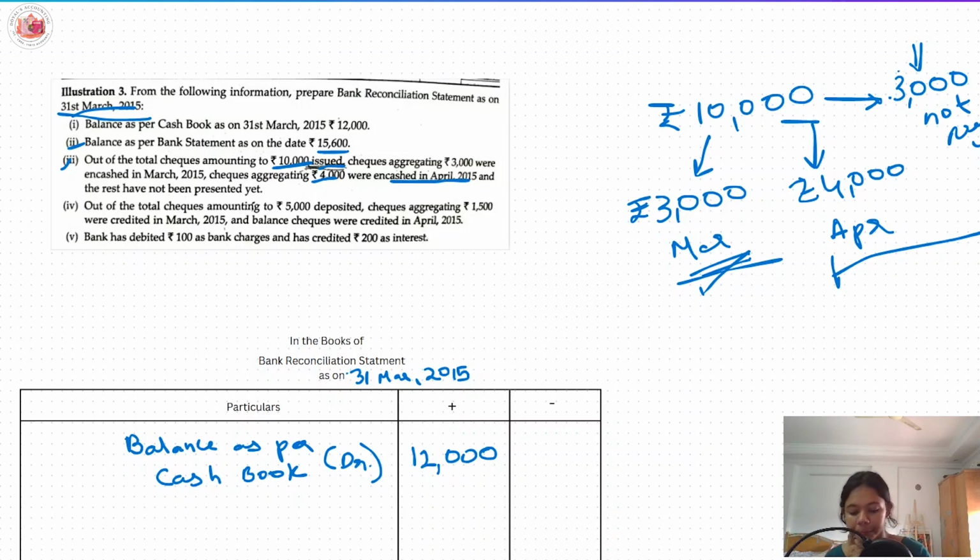We add it. See, this is my passbook and this is my cash book. In my cash book, I have deducted 10,000 rupees. But only 3,000 rupees has been deducted in my passbook. So there is still a difference, no? If I want to tally it, what should I do? I should add the remaining 7,000 to my cash book to equalize. So let's do that.